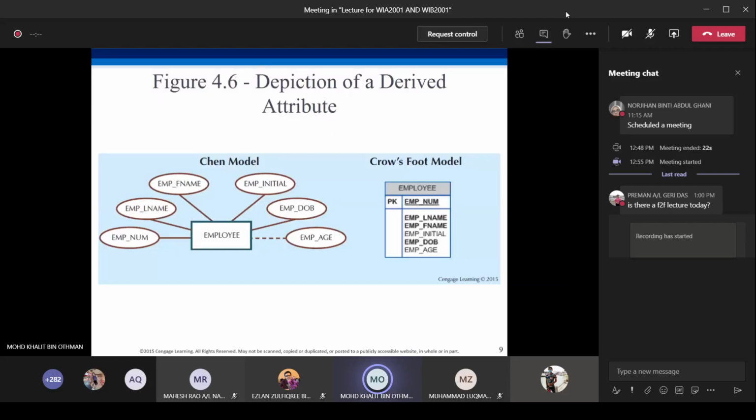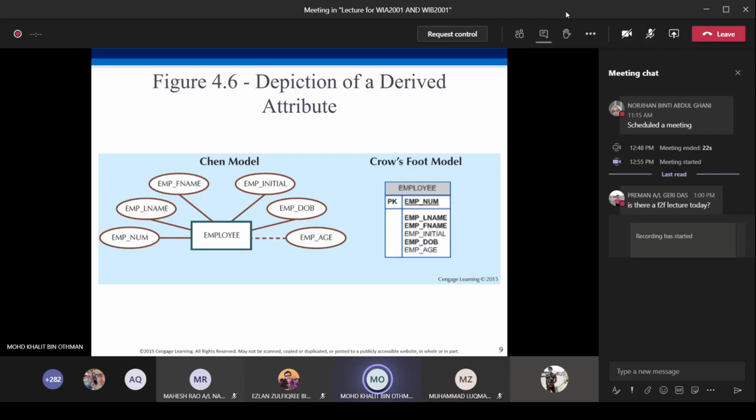This is figure 4.6, definition of a derived attribute. Based on the Chen model in this figure, an employee age attribute can be a derived attribute for the employee entity, where employee age may be found by computing the integer value of the difference between the current date and the employee date of birth using some algorithm.